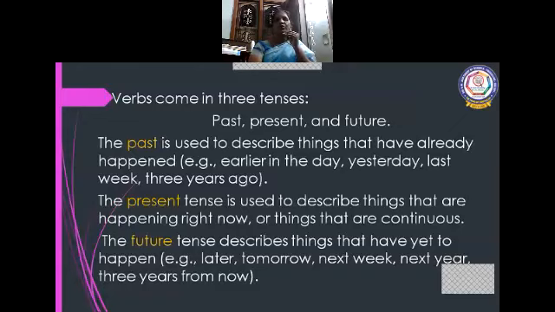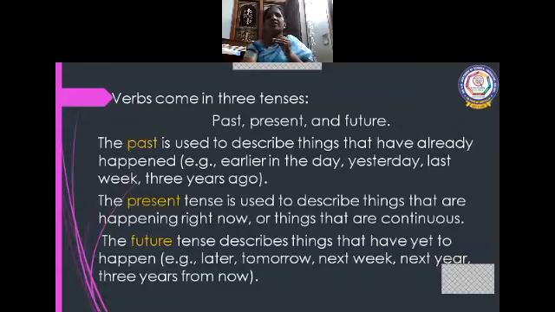So here the past is used to describe things that have already happened. Example: earlier in the day, yesterday, last week, 3 years ago. The present tense is used to describe things that are happening right now, or things that are continuous. So what is happening at present is present tense, and if it is progressing, it will come in continuous. We'll see that later.